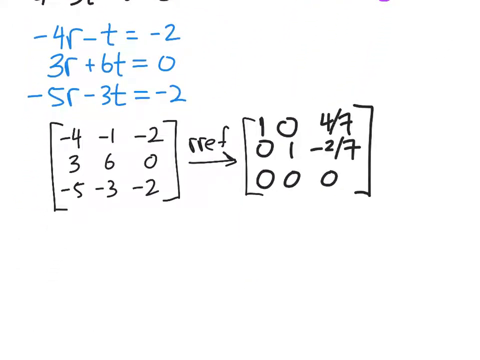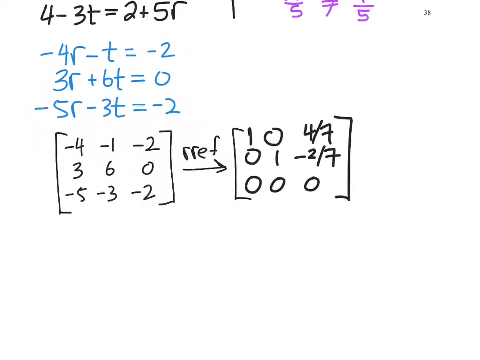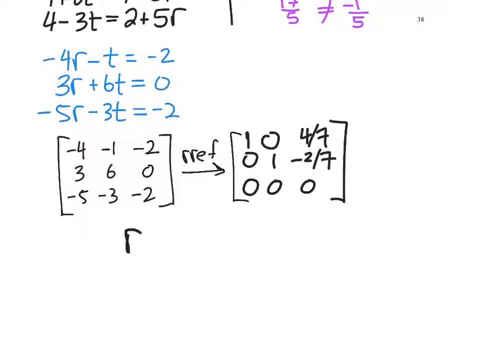So what we're getting here, after all of this, because we have one row that's completely irrelevant, because we don't have a third variable, is that R is equal to 4/7, and T is equal to -2/7.